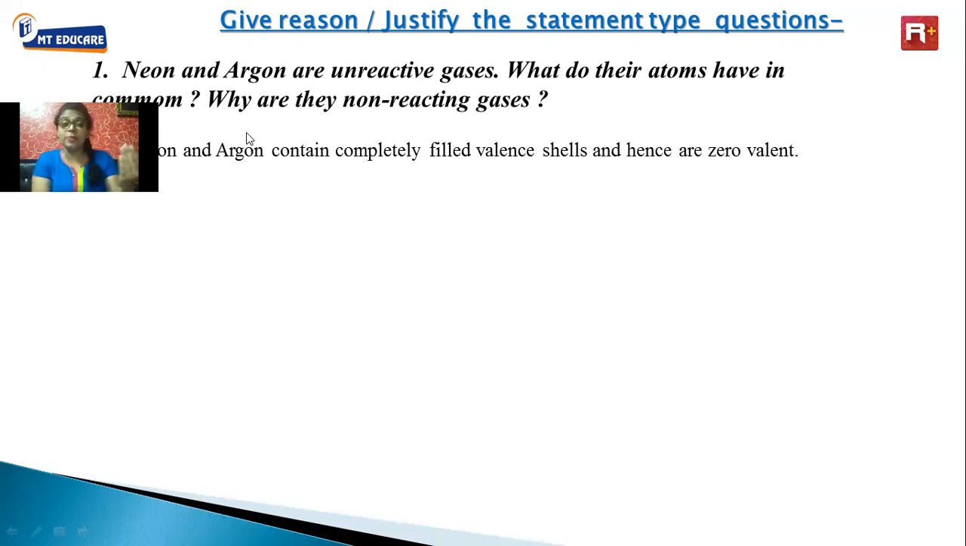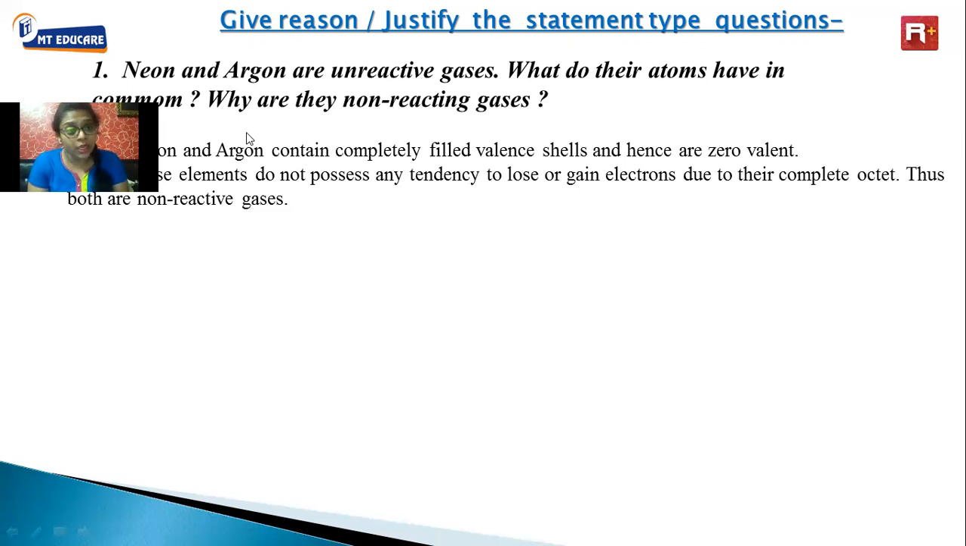Now, why are they unreactive? Neon and argon have a completely filled valence shell. They do not have an incompletely filled valence shell, so they do not give, share, or take electrons. That means they do not react with anyone, and the valency of neon and argon is zero, or they are zero valent. They do not have a tendency to lose, gain, or share electrons because they already have their octets filled. This is why they are called unreactive gases, or non-reacting gases.